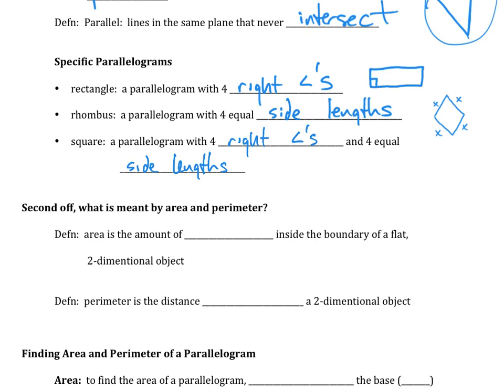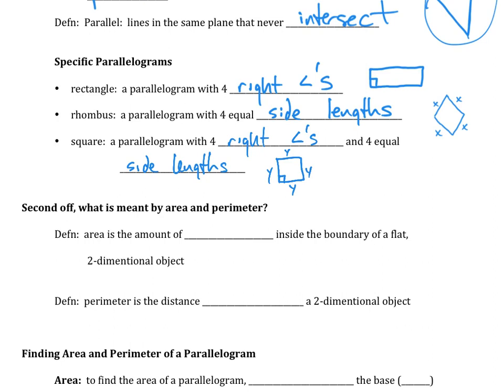That's the rhombus part. So a square, obviously, if that's side length y, then they're all y, and all 4 angles are right angles. So you have the characteristic of a rhombus: all 4 side lengths are the same. And you have the characteristics of a rectangle: 4 right angles. Okay?